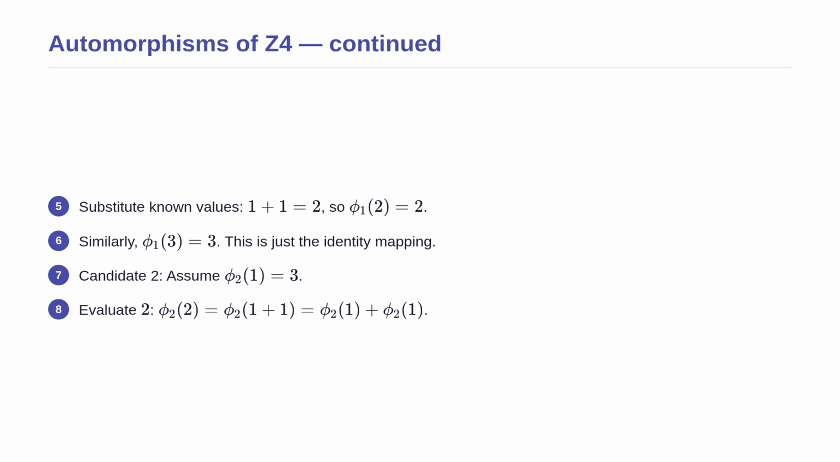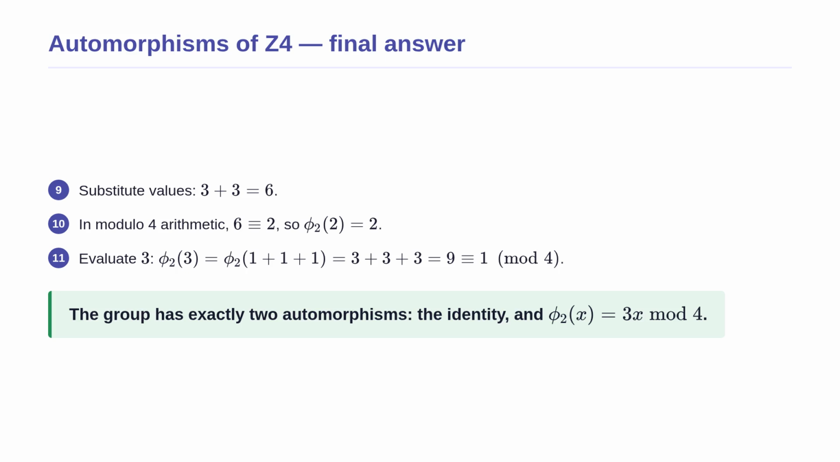Now let us test the second candidate, where the generator 1 maps to the other generator 3. This will shuffle the elements. We again evaluate the number 2 by breaking it down into 1 plus 1 and splitting the function across the addition sign. We substitute the value 3 for each function term. 3 plus 3 gives us 6. But remember, we are in modulo 4 arithmetic, so we divide by 4 and keep the remainder, which is 2. Thus, 2 maps to itself.